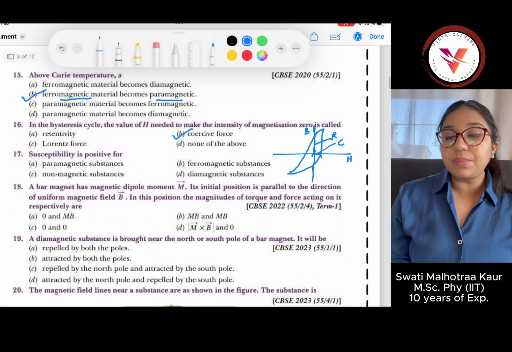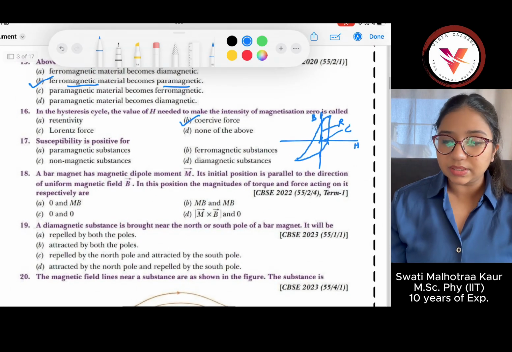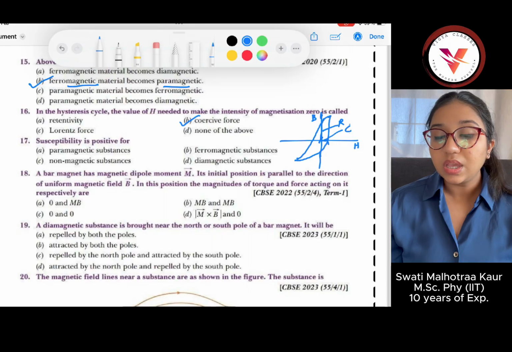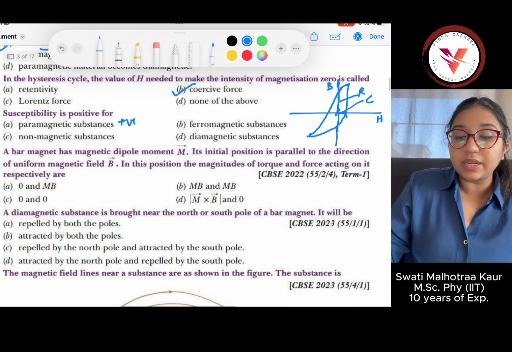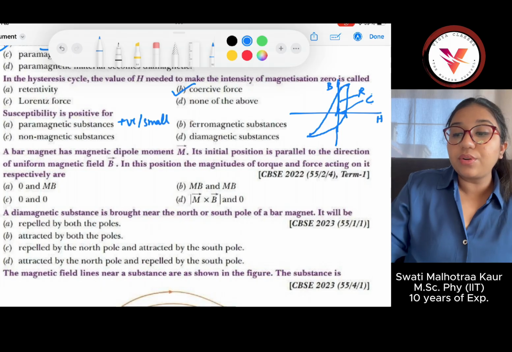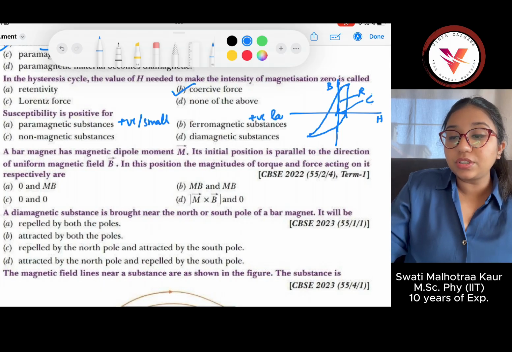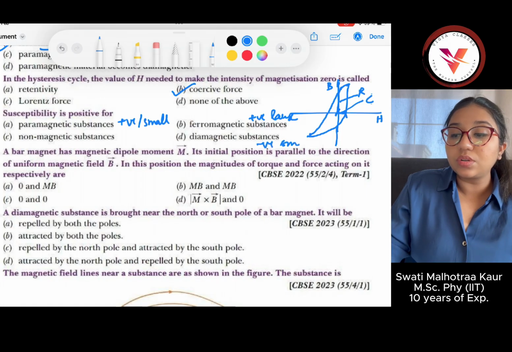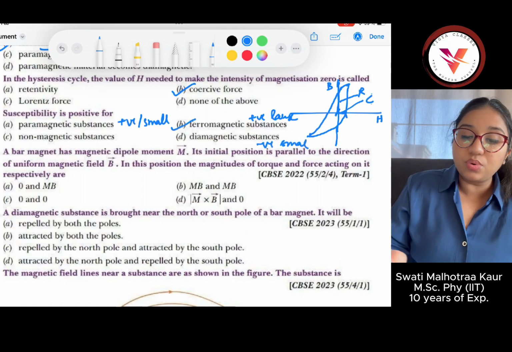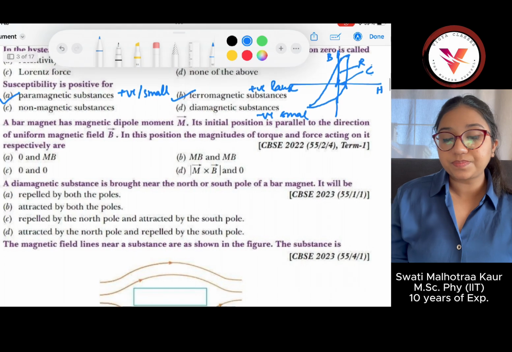Next is susceptibility. This is not in CBSE, but you must know hysteresis. Susceptibility is positive and small for para. For ferro, it's positive and large. Diamagnetic is negative and small. So it's positive for both A and B.